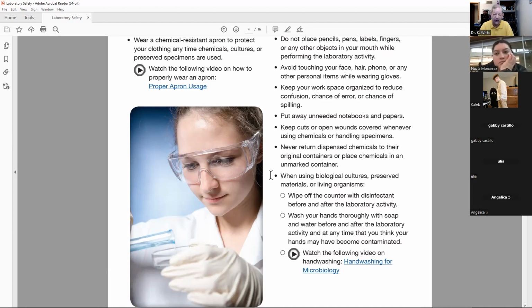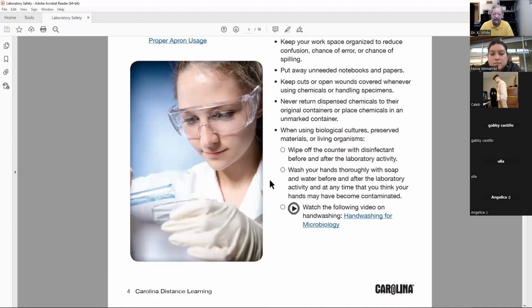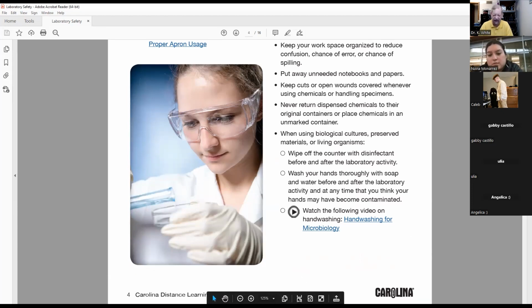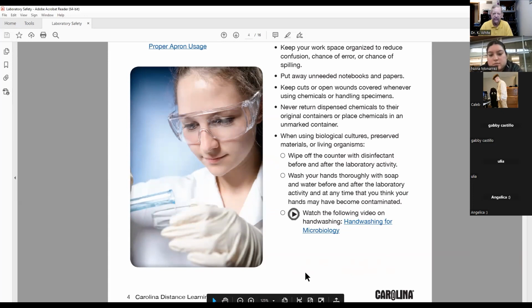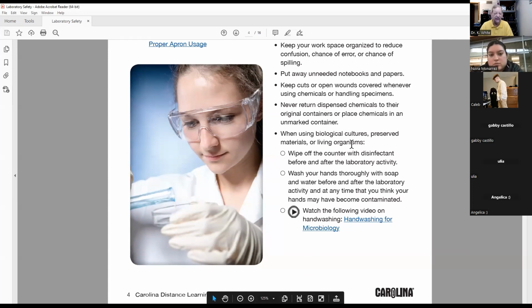Most of what we'll do, and we're not doing anything with biological cultures because it's chemistry. Always wipe off. Well, this is for biology, but wipe off. Now, one thing I mentioned yesterday, and I'll mention again, and let's go somewhere.